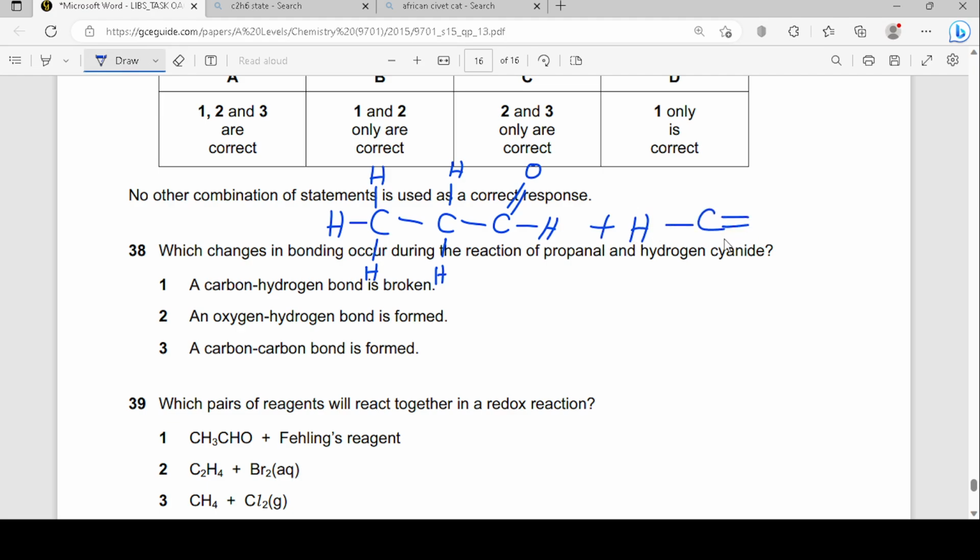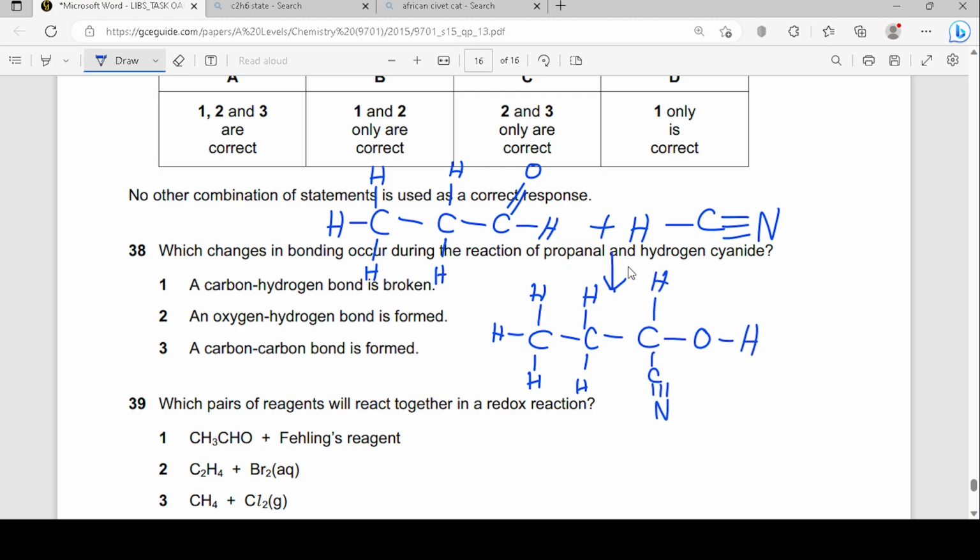Now that's a nucleophilic addition reaction, right? Which means only one particle is formed. So CH3CH(OH)CN. That's it. So that's the product that's formed. It's nucleophilic addition, so only one product is formed.